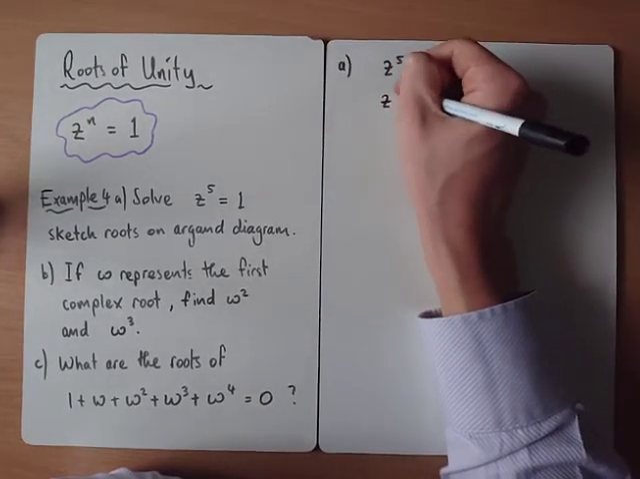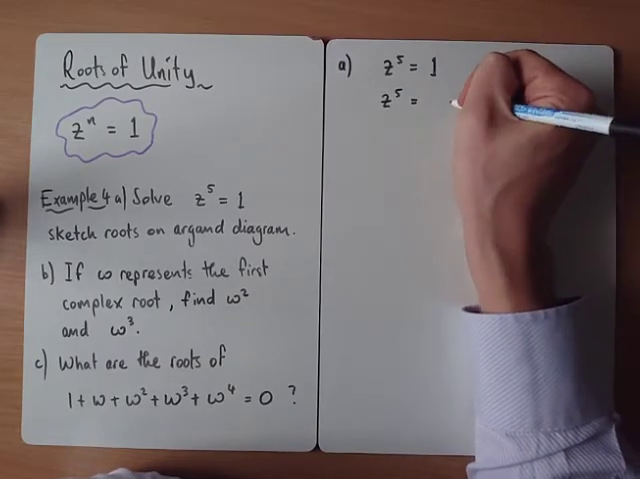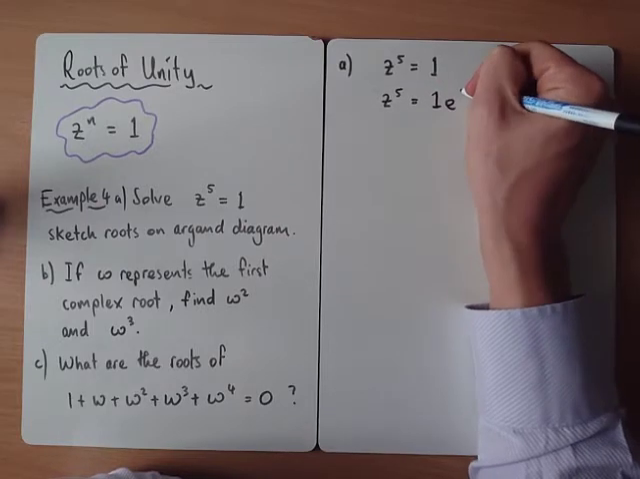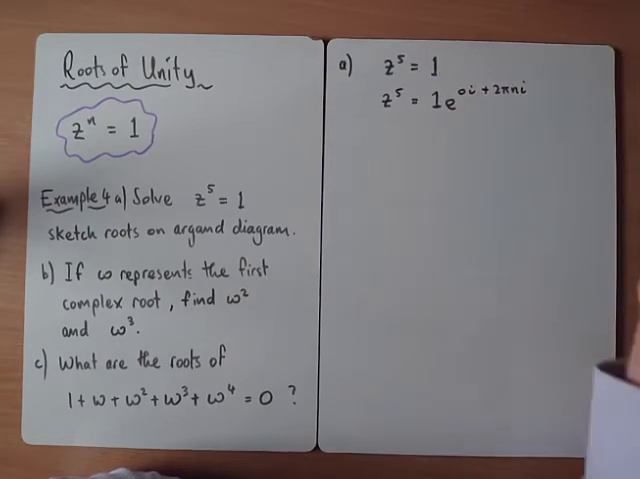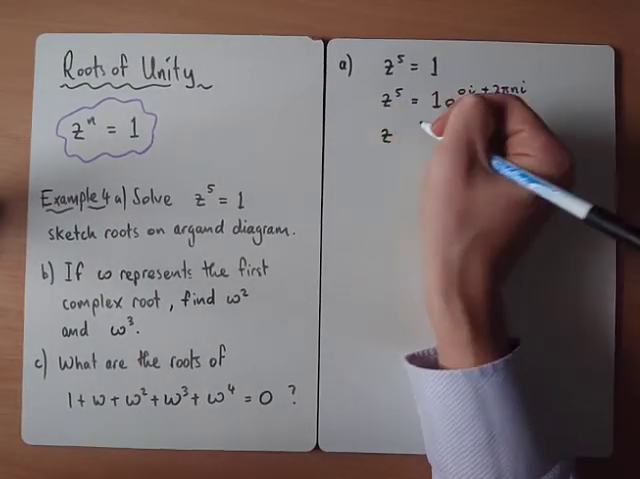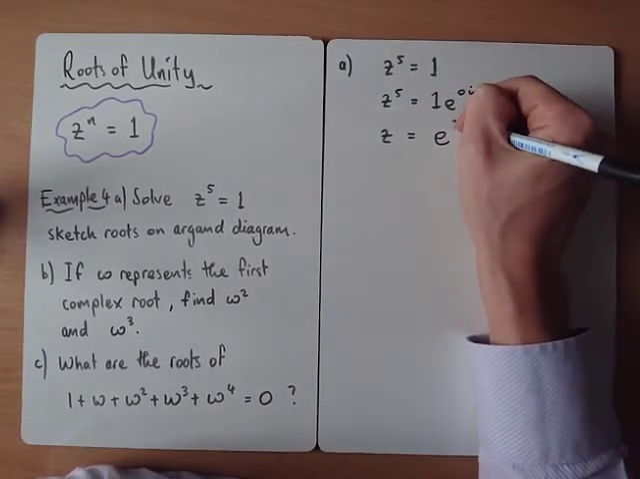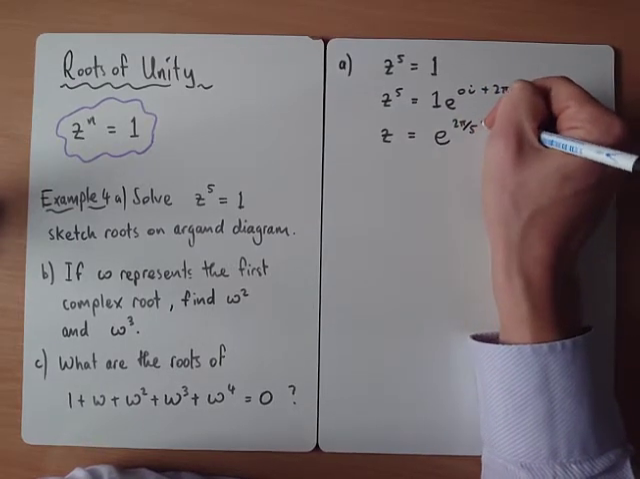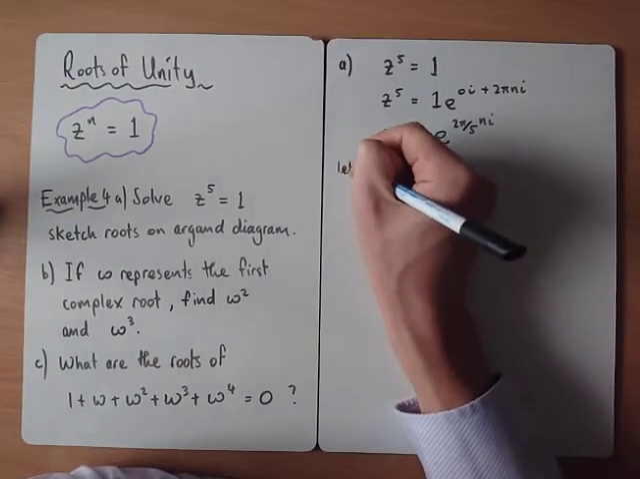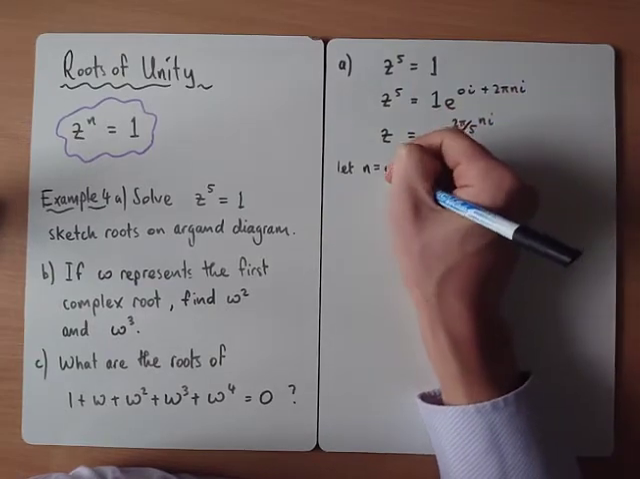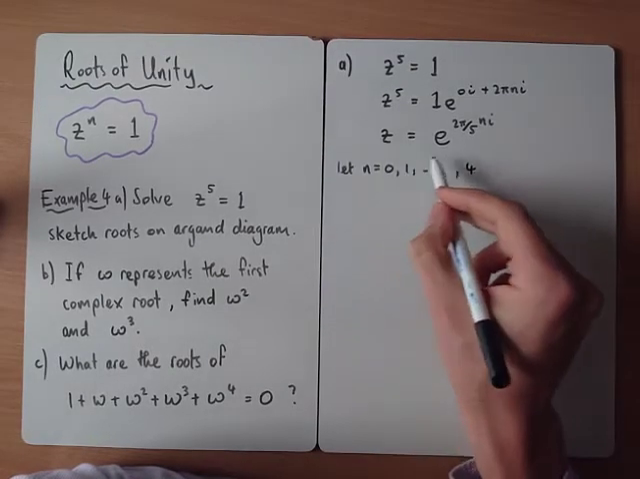But if you wanted to follow the method, just while we get used to this, before we take the fifth root, we can write it in exponential form. So that would be the same as 1 e to the 0 i plus 2 pi n i. And then when we do take the fifth root, we raise it all to the power of 1/5. We've still got 1, and this would be e to the 2 pi over 5 n i. And obviously now we could let n equal, we're looking for 5 roots, so 0, 1, up to 4. And that will give us our 5 different roots.